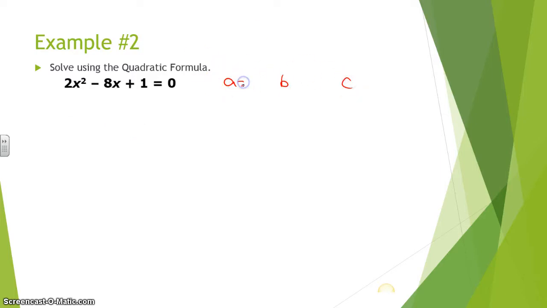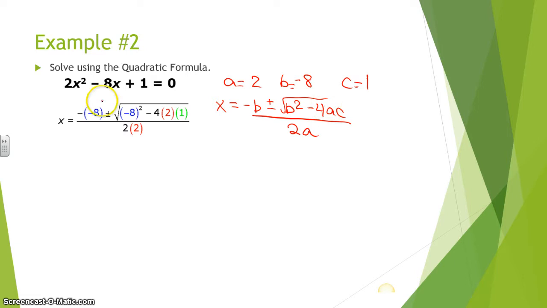So my a value is going to be 2. My b value is negative 8. And my c value is 1. And then I'm going to set it up using the quadratic equation, which is x equals negative b plus or minus the square root of b squared minus 4ac all over 2 times a. So this is what we have here.